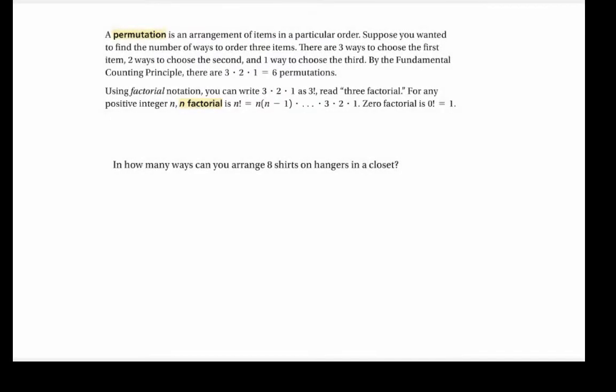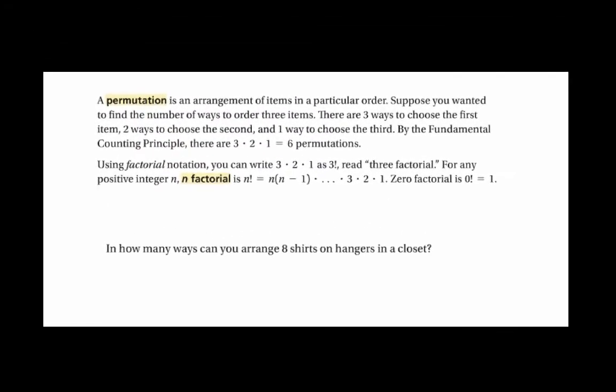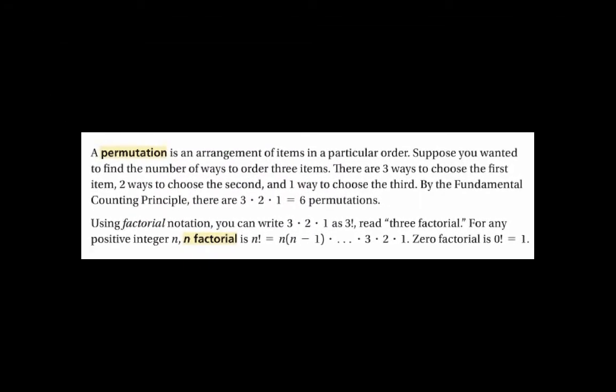Okay, so one way that we can count how many ways something can take place is what's called a permutation. A permutation is an arrangement of items in a particular order. And in that sentence, you will see 2 key words: arrangement and order. Those are key words for a permutation.